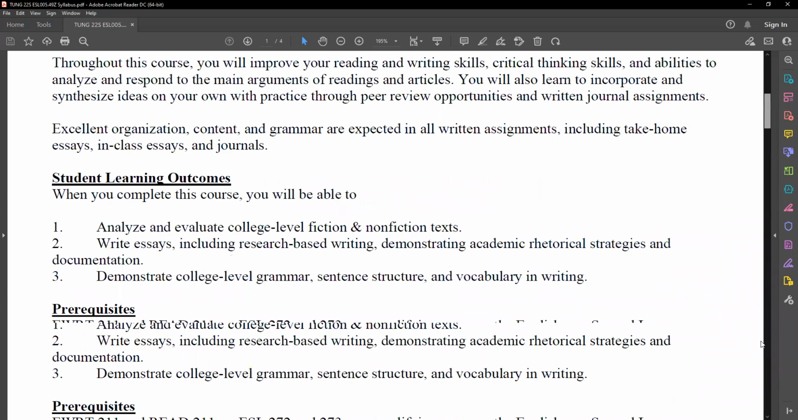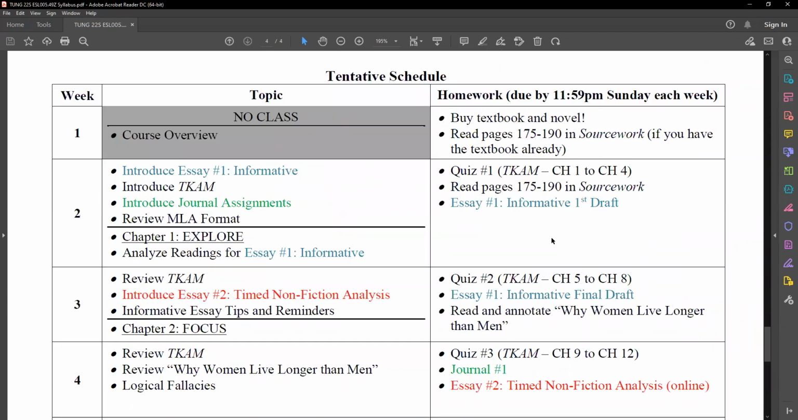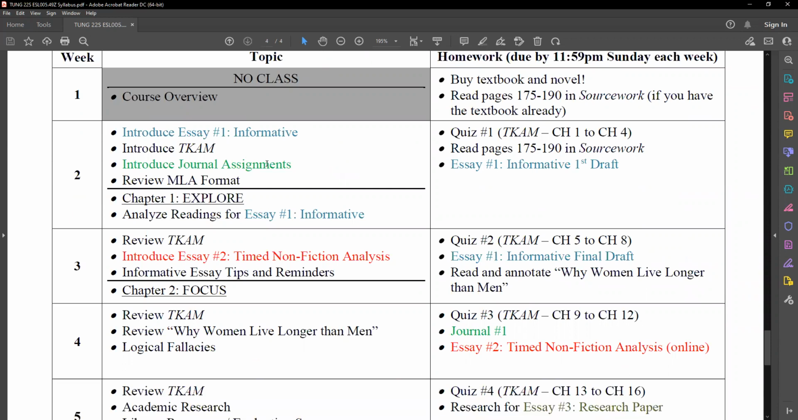So my last comment here is please make sure you have your textbook and novel by the end of this week. That's the Sourcework textbook and the To Kill a Mockingbird novel. And if you have the Sourcework textbook, go ahead and read pages 175 through 190. So you'll be even more prepared. So that means on Monday, we'll start with our week 2 topic. And please have all your questions ready.